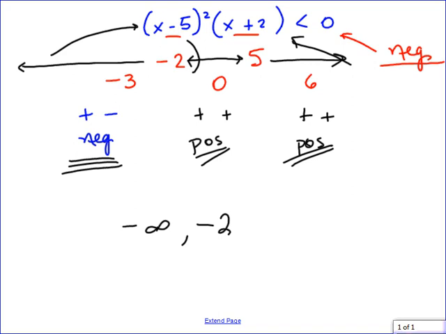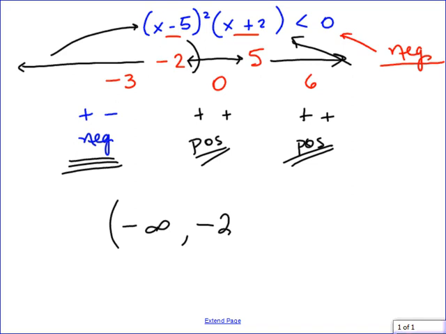As we all know, interval notation needs parentheses with negative infinity. And then I have to decide whether to use a bracket or a parentheses with negative 2. My problem says less than 0, not less than or equal to 0, but less than 0.